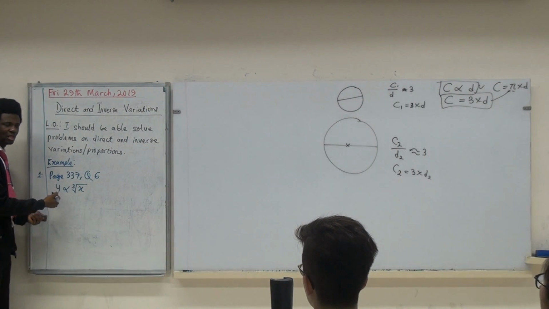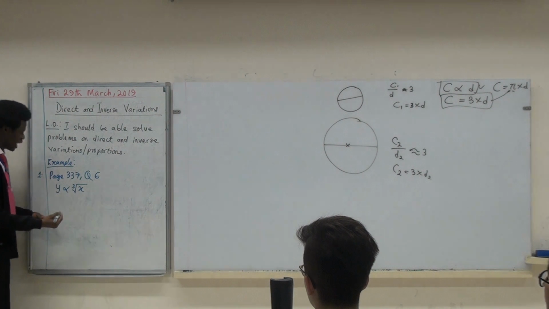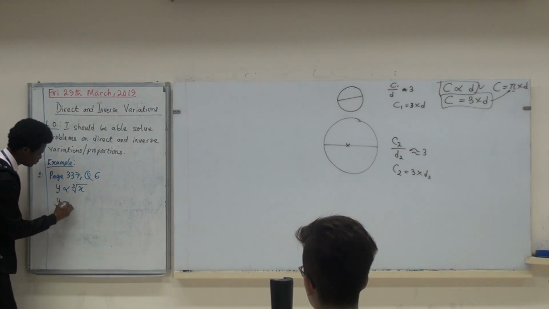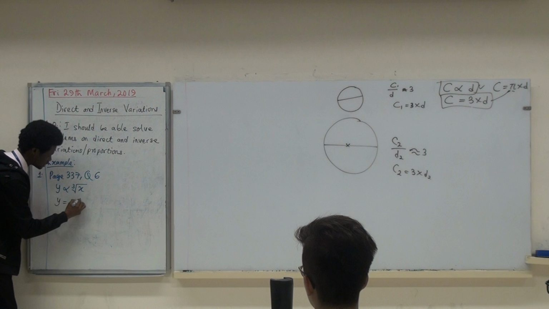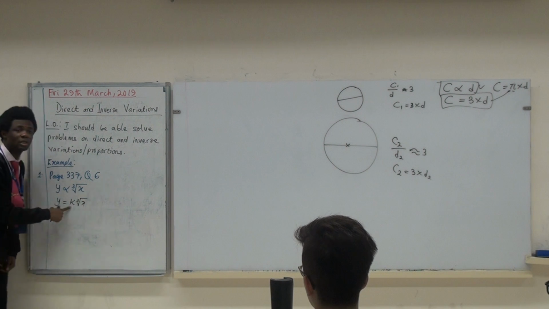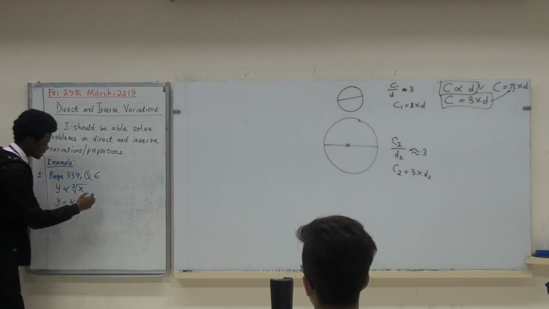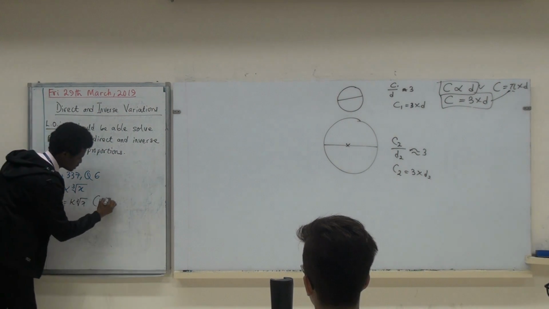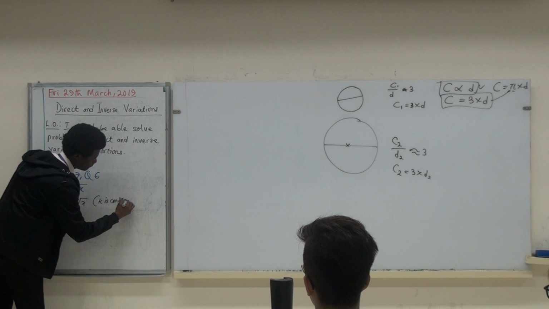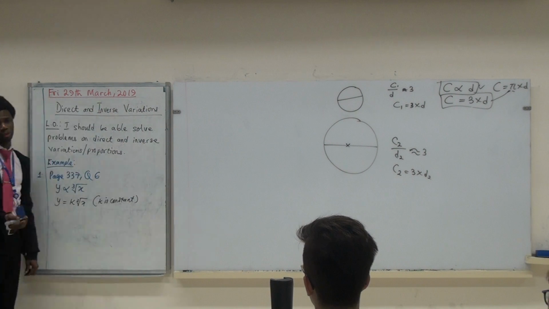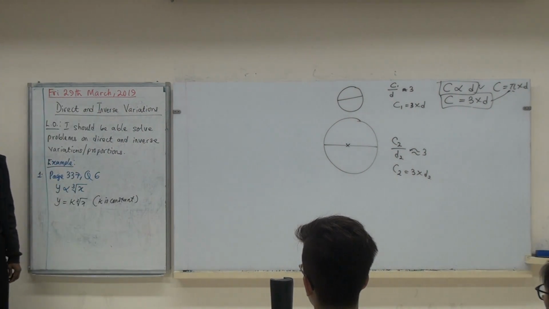So the first thing is for you to write your statement like this. The next thing is to change it. How do we change it? We know that y will be a multiple of this, but we don't know what that multiple is. So immediately you introduce your k. We call k a constant. K is a constant of proportion, or constant of variation. Does it make sense? Any question?